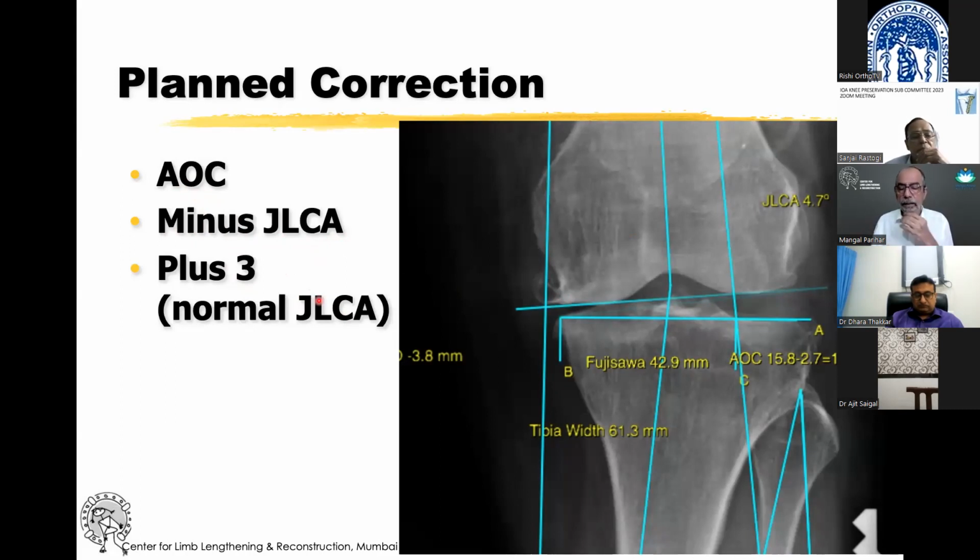There are 2 or 3 different methods of trying to compensate for this increased JLCA. This is the method that I use. So if you see here, the angle of correction is actually 15.8 degrees. And then from there, I subtract 2.7 degrees, which is this JLCA minus 3. And therefore, I get the final angle of correction of 13 degrees.